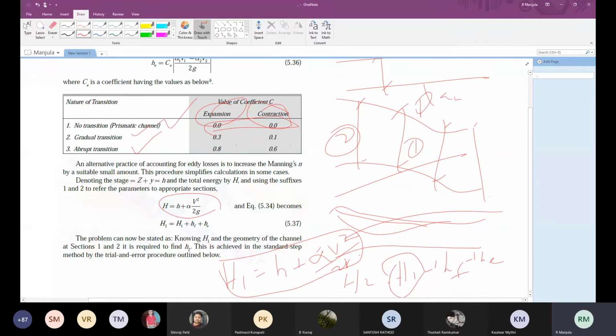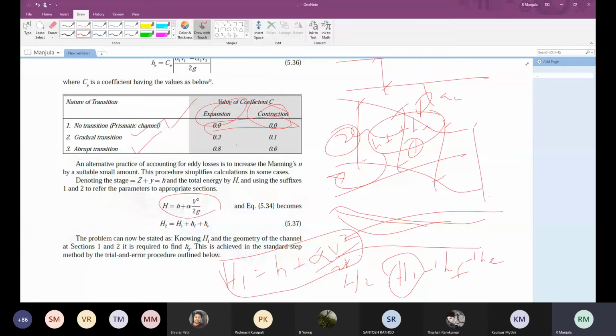Now H2 is equal to H1 plus HF plus HE. So you are adding the friction loss between sections 1 and 2, plus the eddy loss between sections 1 and 2, along with H1. Now what will be the total energy at section 2? Which energy will be higher, section 1 or section 2? Because you are adding the losses. Your head includes the addition of losses also.